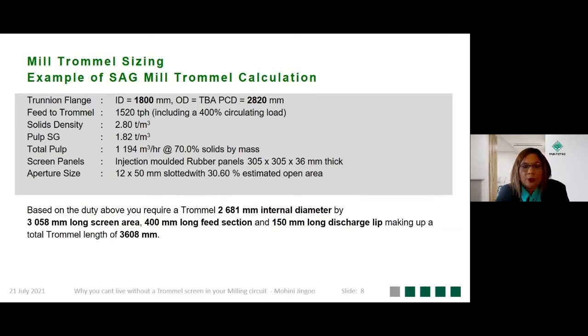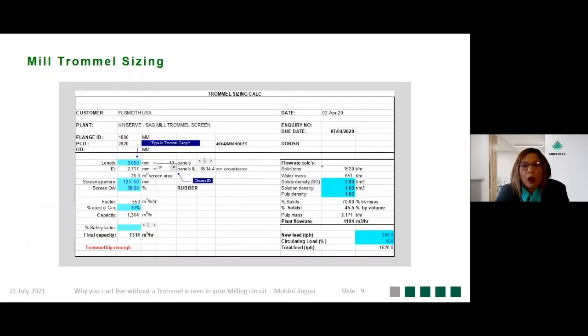This is an example of the Multotec Excel spreadsheet that we use to size and select the trommel. The fields highlighted in blue are what the customer provided us. Multotec will then recommend the associated drain factor, the screen aperture and the screen open area, as well as the sizing for this application.